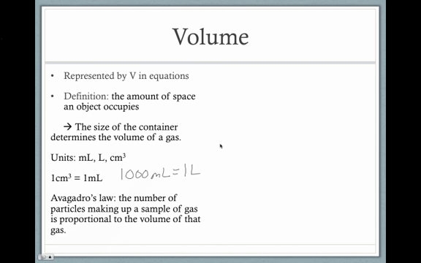Now, just like with temperature, we also have a way to represent volume in pictorial form, and that is as simple as the size of the box that you draw. So a small volume is going to have a small box, whereas a large volume of the gas will have a large box.